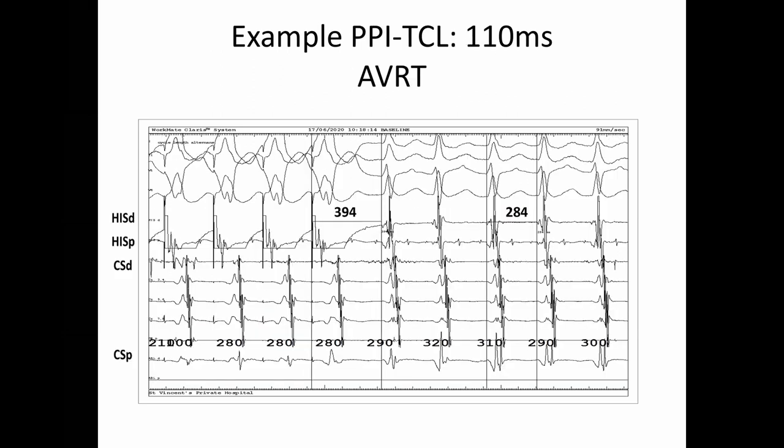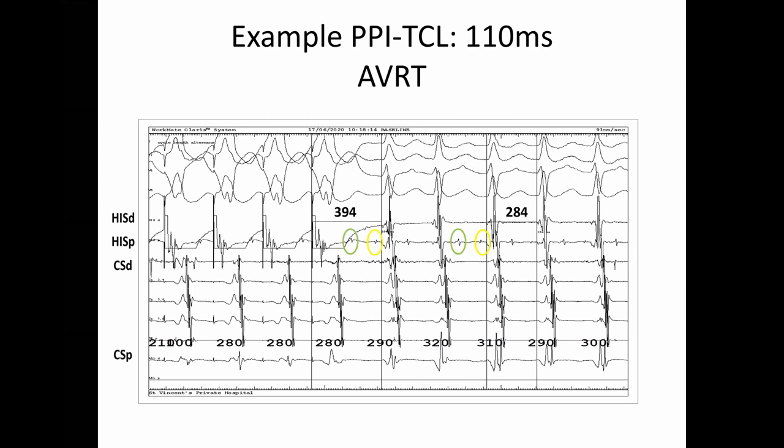And here we've got an example of AV reentrant tachycardia via a left lateral pathway. You can see that there's eccentric atrial activation. We've entrained at 280. The post-pacing interval is 394. The tachycardia cycle length is 284. So the PPI minus the TCL is 110 milliseconds, which is just under the cutoff.